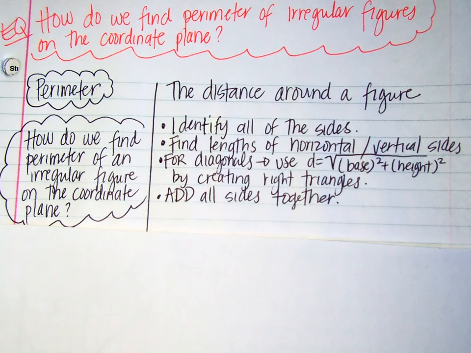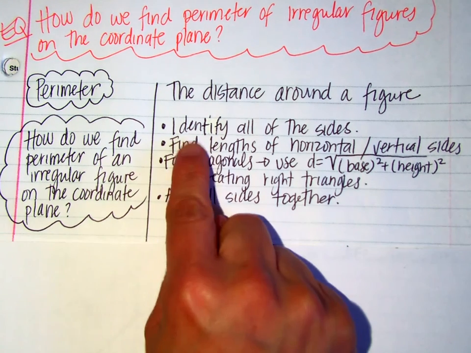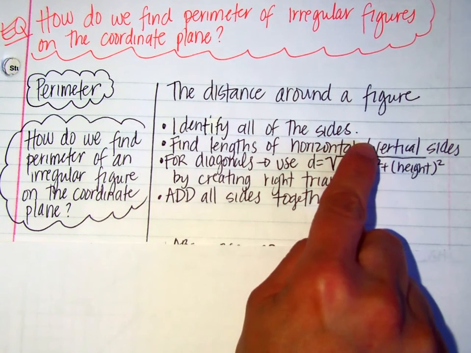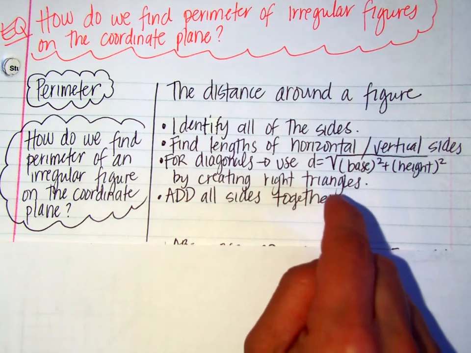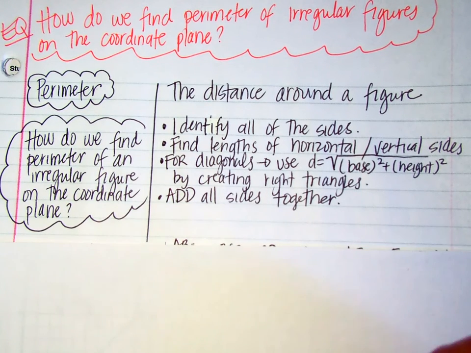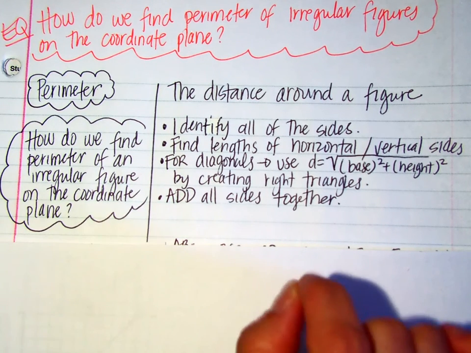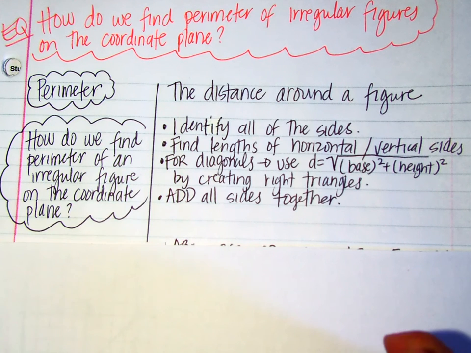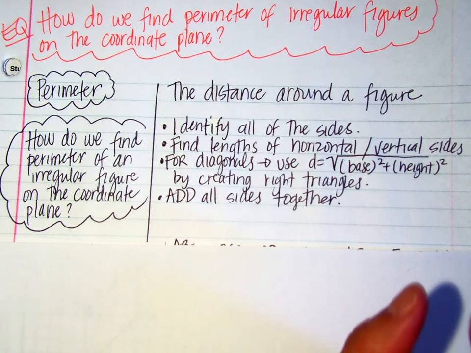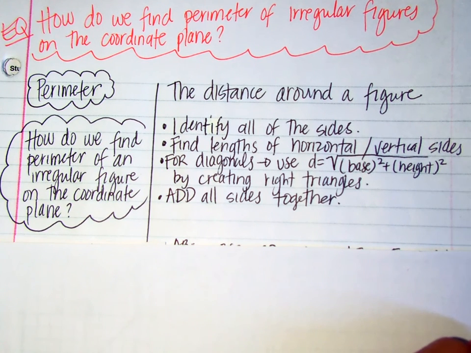So, first, you have to remember that perimeter is just the distance around a figure. Okay, we're not multiplying. All we're doing is just adding up all of the sides. So for irregular figures on the coordinate plane, we have to make sure that we identify all of the sides. So if you are given a figure and it doesn't have endpoint names, like you don't see any letters in the corners, then I highly suggest you write letters on all of those corners so that you can identify all of the sides of the shape without missing anything.